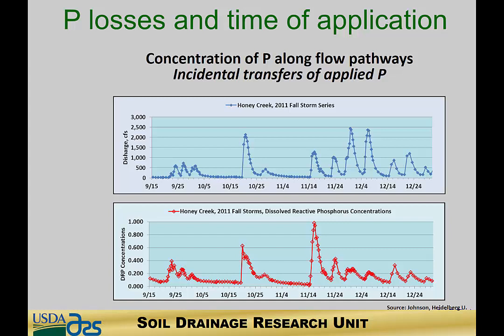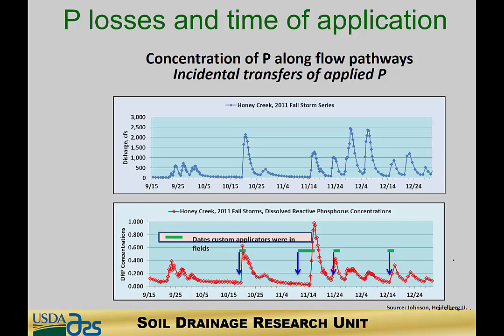Here's a hydrograph. This is for Honey Creek for some series of storm events. And on the bottom, we have the phosphorus concentrations. Now the arrows here that pop up coincide with when the custom fertilizer applications were made. Look at the big spikes when they go in the field and surface apply it, and then you get a flow event after. You get these huge losses of dissolved phosphorus.